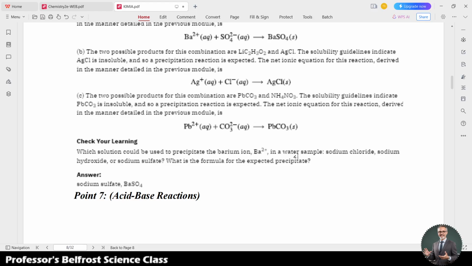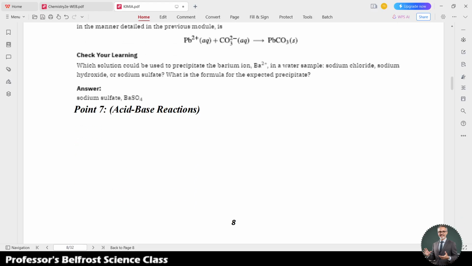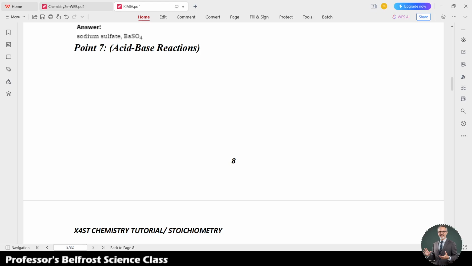Now I want you to check your learning by solving this problem. Next one, the last one for today, acid-base reaction. We will continue on redox in the next episode.